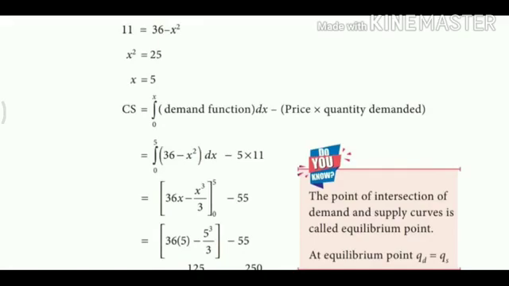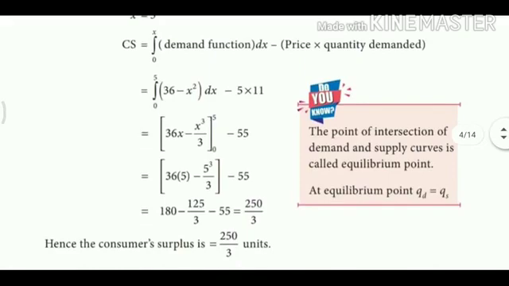Okay, so CS equal to integration of 0 to x demand function dx minus price into quantity demanded. Here the demand function, it is given in the question, 36 minus x square, whereas x equal to 5. Therefore integration of 0 to 5, 36 minus x square dx minus price, also 5, into the quantity demanded given in the question, y0 equal to 11. So 5 into 11. After integration, 36 is integrated, we are getting 36x. x square is integrated, we are getting x cube by 3. The limits are 0 to 5, minus 5 11s are 55.